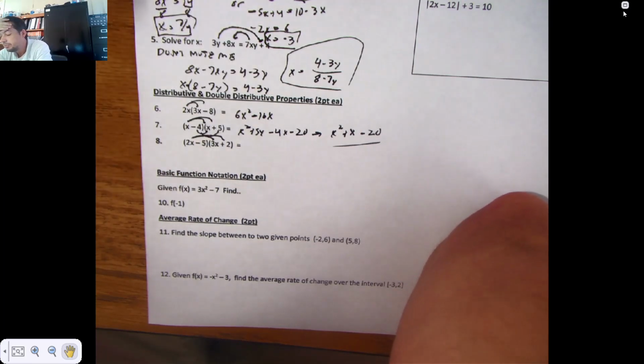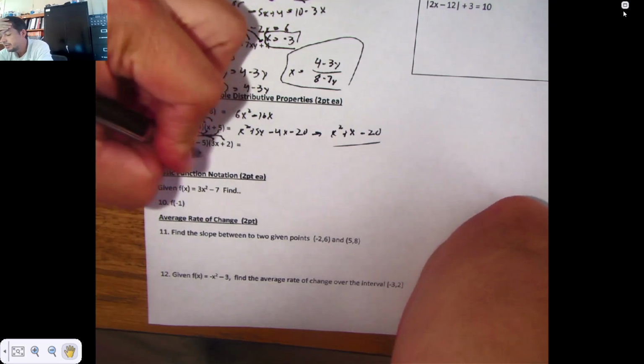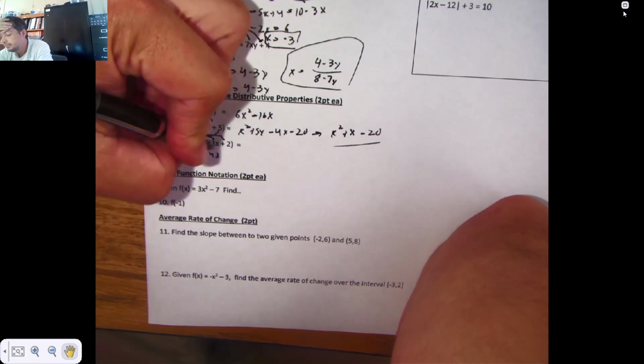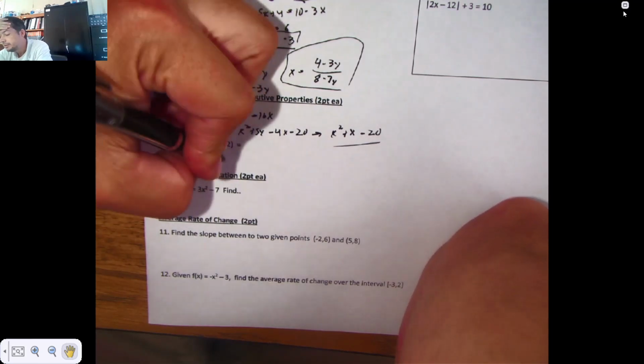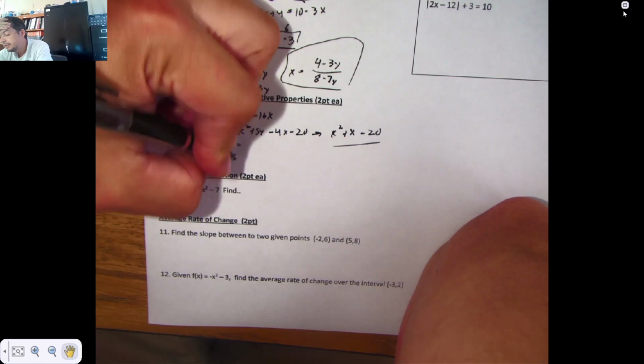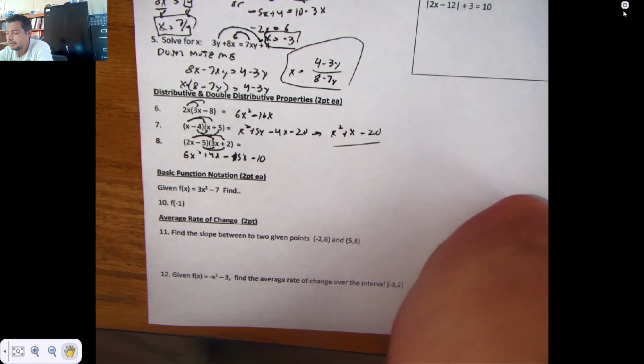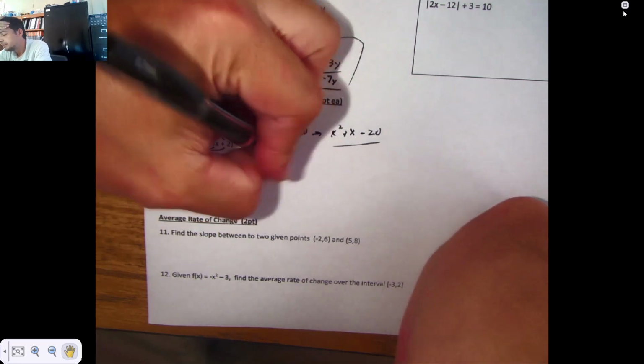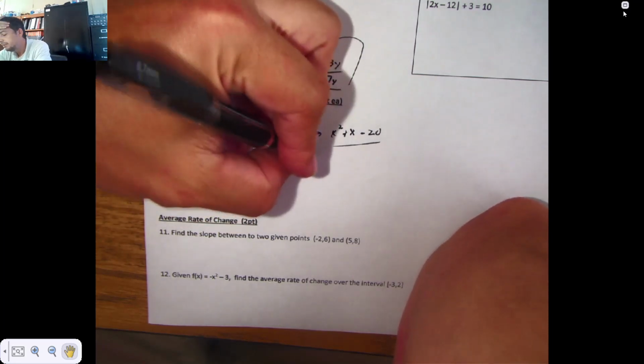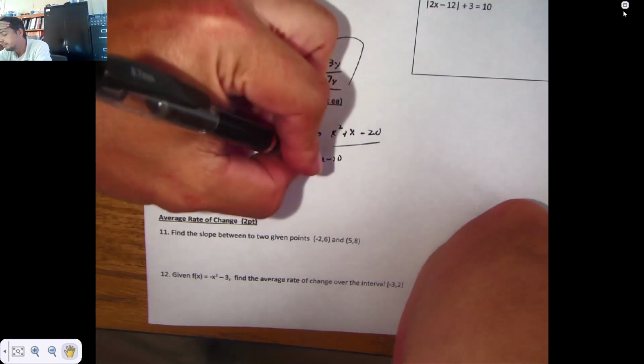I'm going to 2x both pieces: 6x to the second plus 4x. Now I'm going to negative 5 both pieces: minus 15x minus 10. Combine my like terms. I'll have 6x to the second minus 11x minus 10.